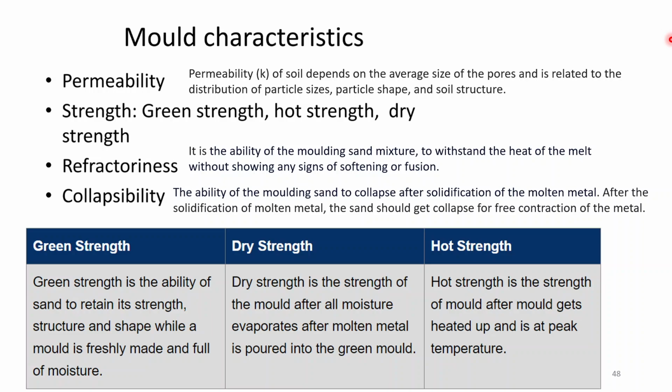First is permeability. So permeability will depend on the sand. Permeability of soil depends on the average size of the pores, and it's related to the distribution of particle sizes, particle shapes and soil structure. So your sand particles, whatever their size and distribution, all will decide what is the gap between them. So permeability means what is the porosity between them, so it can allow some gases to escape.